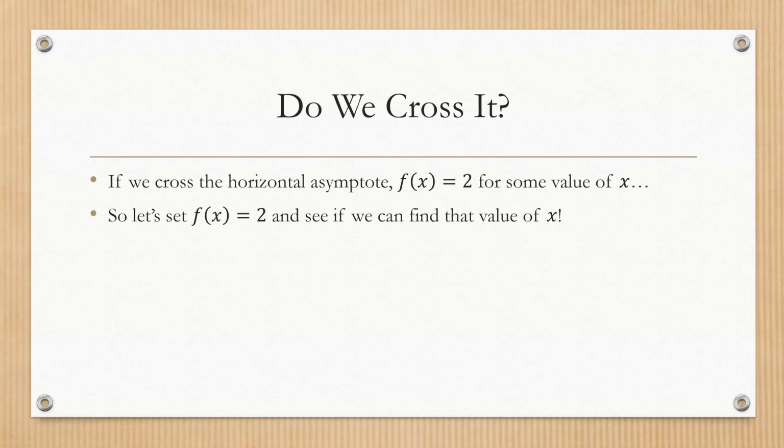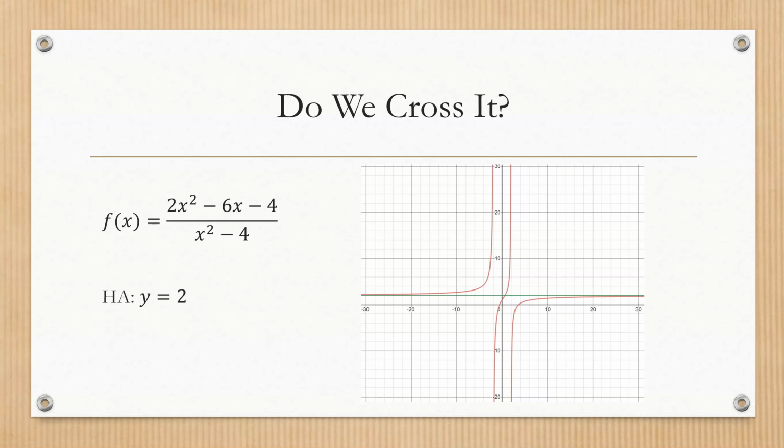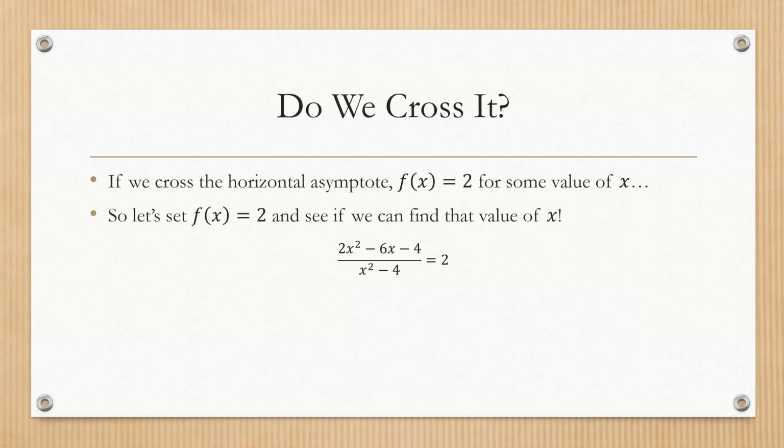Okay, so let's take a look at this example. Again, we know it crosses, but let's see if we can show that mathematically. So I took my function f of x, and I set it equal to my horizontal asymptote, y equals 2. And now I have a rational equation. Well, I know to solve this equation, I can multiply both sides by the denominator. That will kill the denominator on the left side and just leave me with the numerator, right? And then 2 times x squared minus 4 gives me 2x squared minus 8.